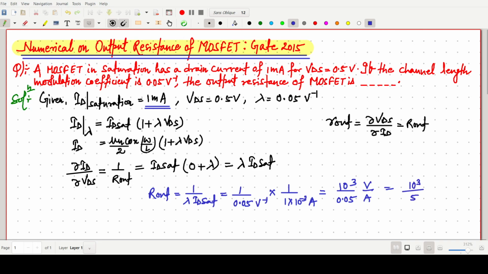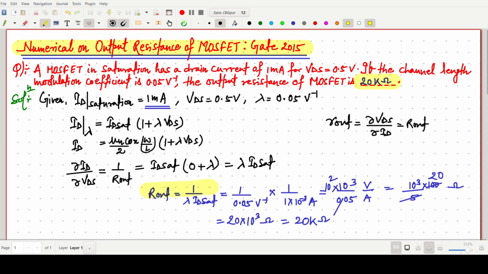If I remove the decimal, I have to multiply by 10 squared in both numerator and denominator, so it becomes 20 times 10 to the power 3 ohm, or we can write this as 20 kilo ohm. So the answer for the R output, the output resistance, is simply 20 kilo ohm.